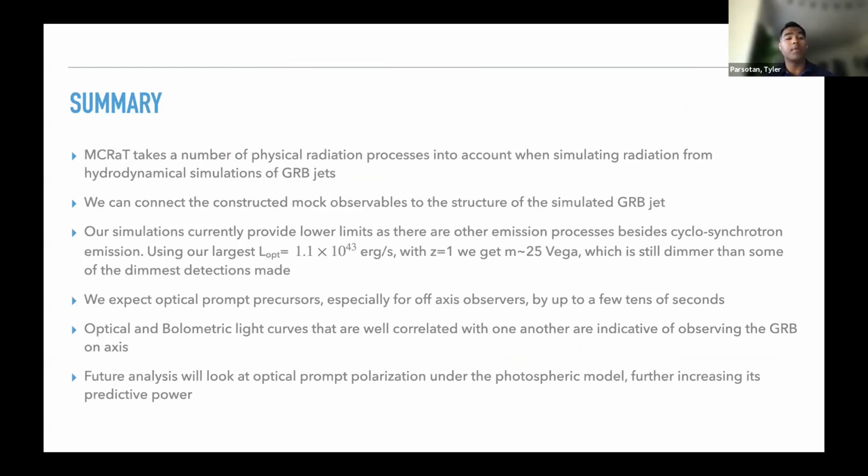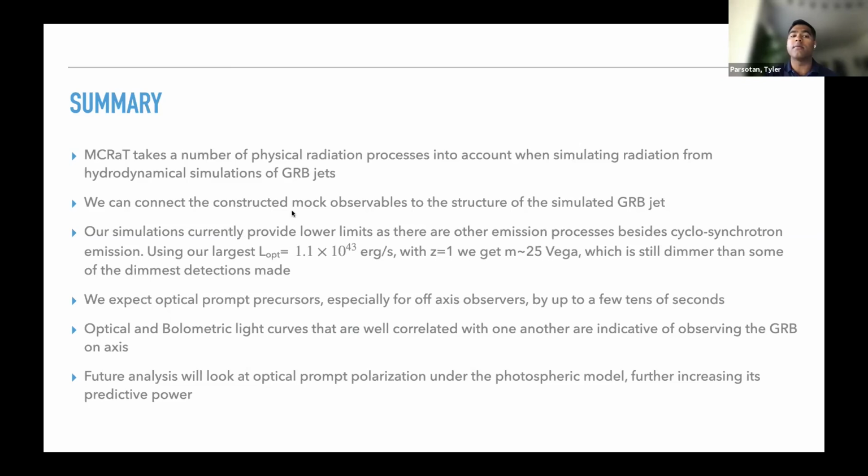We've created this open source MCRAT code, which takes a number of radiation processes into account, and it is open source, available to be used by anyone on their hydro codes, specifically Pluto and Flash simulations. And being able to conduct these global radiative transfer simulations really improves the predictive power of the photospheric model, which is something that can really help us test this model and push it to the next level.